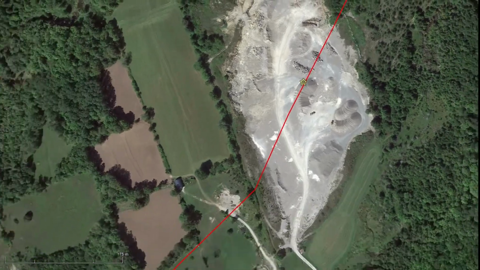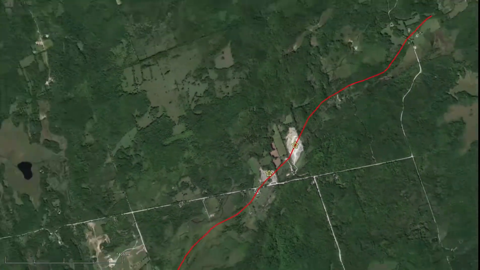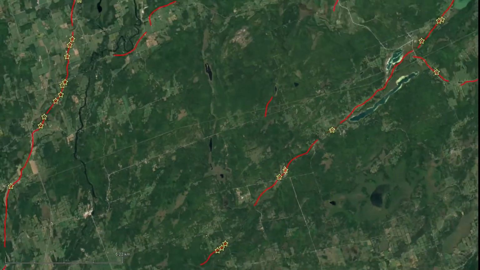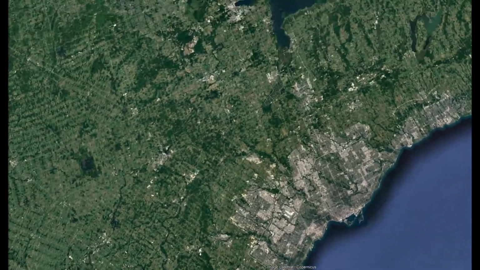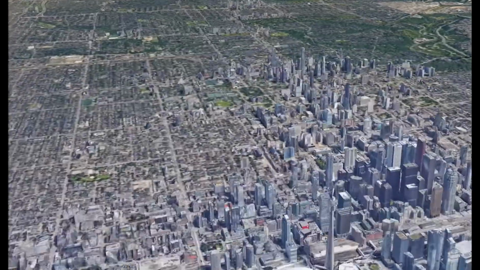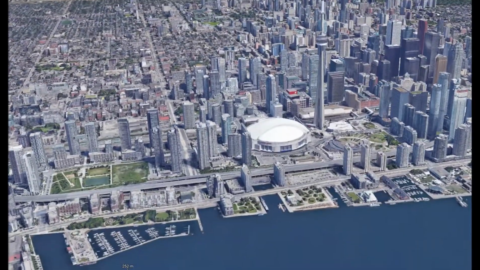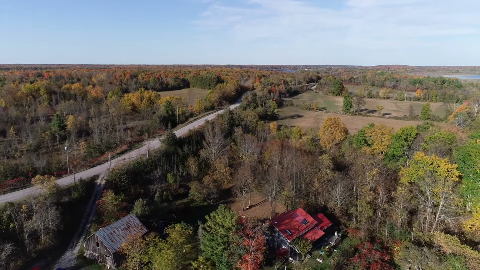Hundreds of aggregate pits just like this one dot esker ridges across Ontario. It's estimated that over the past 20 years, Ontario has used about 3.4 billion tons of aggregate in construction projects, and it's predicted to need another 190 million tons per year as the population grows. This underlines why eskers are such an important landform.